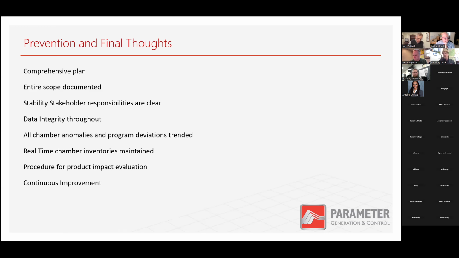Documenting the entire scope of that plan, of the response, the responsible parties, and who's supposed to do what when, and even sometimes the scope of parameters involvement in that plan. The stakeholder responsibilities can get very muddied in the instance of a component failure during a pharmaceutical product development study. So it's very important that everyone's pretty clear on who's supposed to be doing what and when at that time.